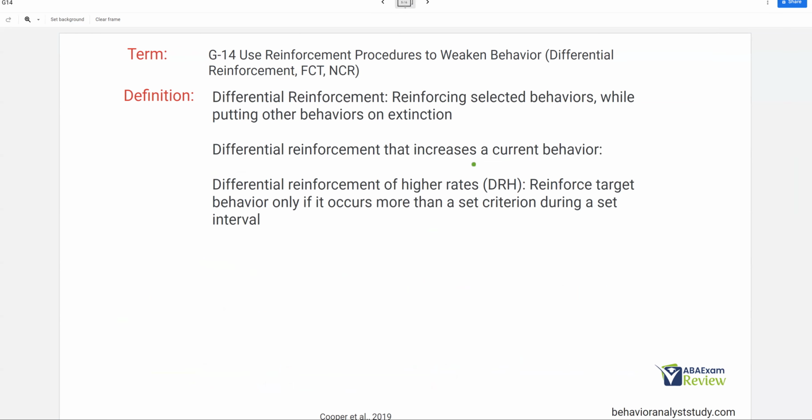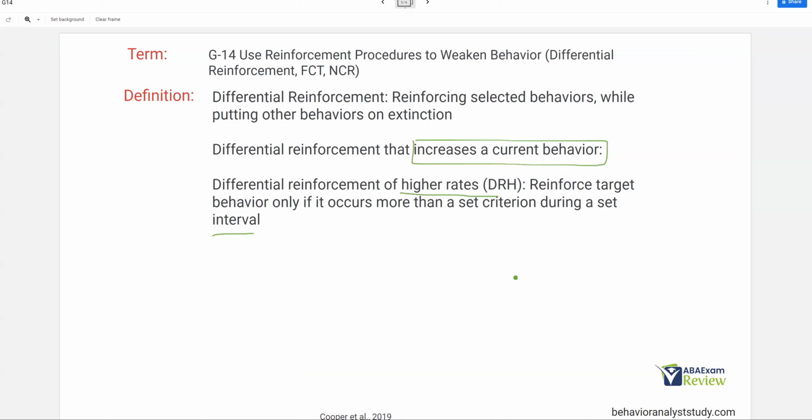Finally, a differential reinforcement that increases current behavior, and we have differential reinforcement of higher rates. A DRH is very similar to a diminishing strategy, except now we're trying to increase behavior. So we're going about it the same. We're going to choose an interval. So let's say we want to increase hand raising. Our time is an hour. Let's say we set our criterion at 6. We would want more than 6 hand raises in order to deliver reinforcement. That's very similar to a DRD, except we are now increasing the behavior.